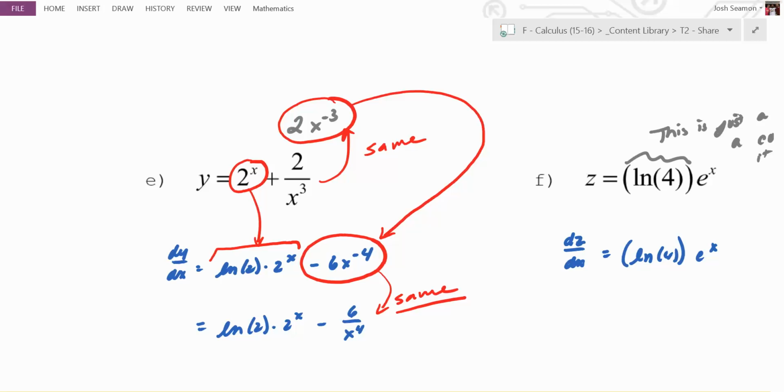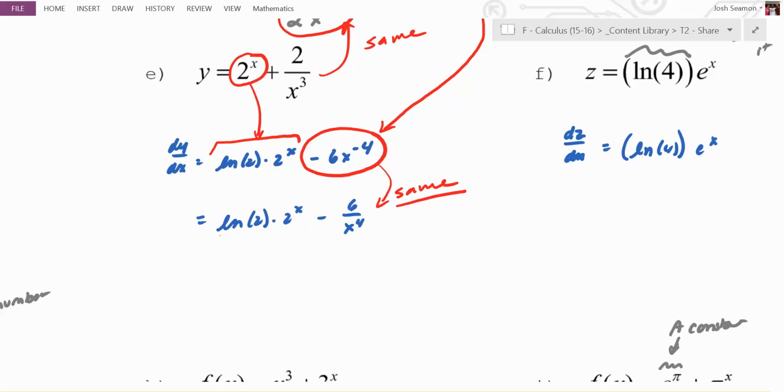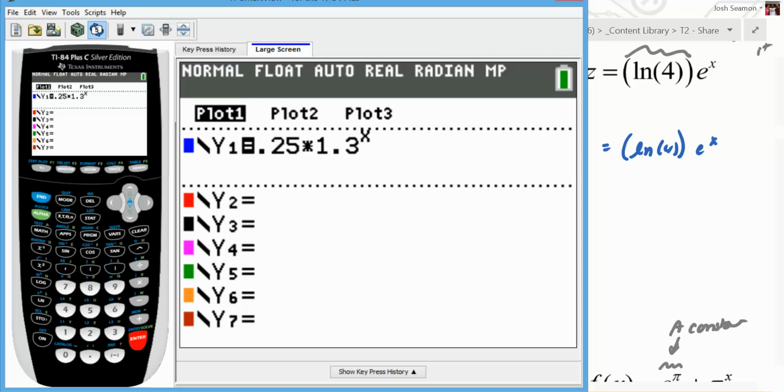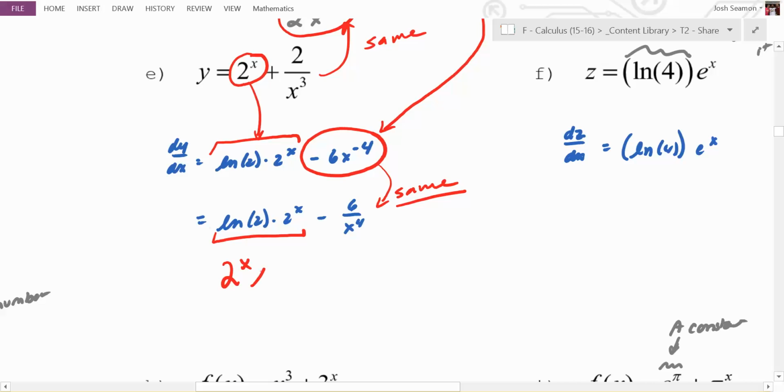That's simple as that. Generally speaking, though, one thing for notation purposes, I don't really like it written ln 2 times 2 to the x. What do I like? I like 2 to the x times ln 2. Why? It makes it clear that the 2 and the 2 to the x are not being grouped together. You're not taking the natural log of 2 to the x. I like it that way.